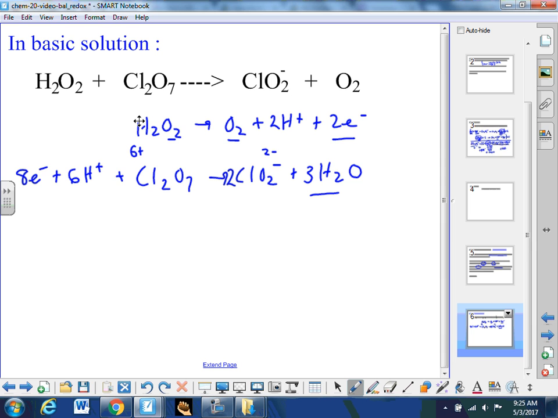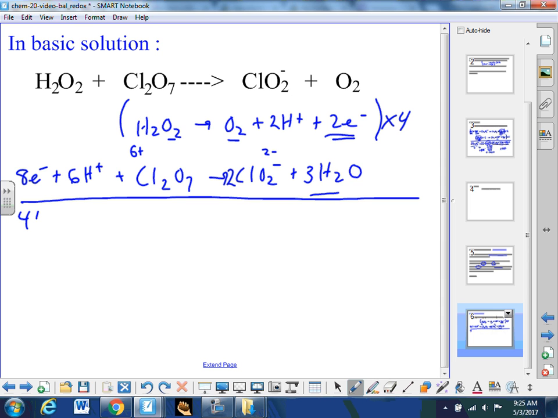To equalize the number of electrons lost and gained, I'll have to multiply the top one by 4 so that 8 electrons are lost to balance out the 8 electrons gained. Okay, at this point, we need to add the two half reactions together.